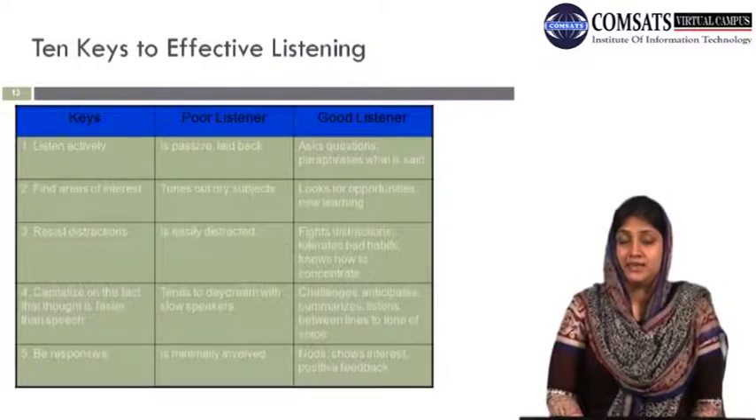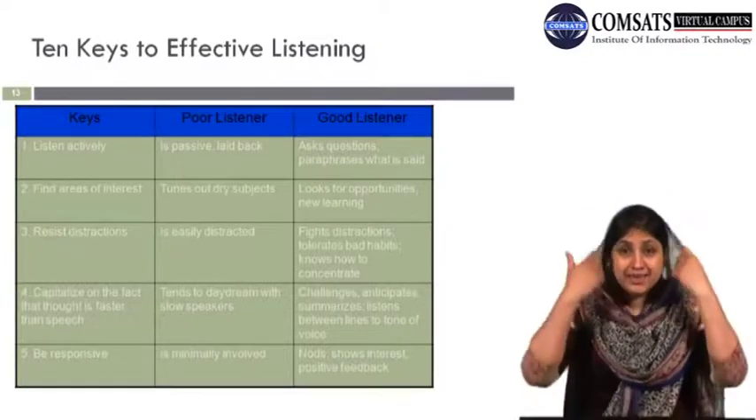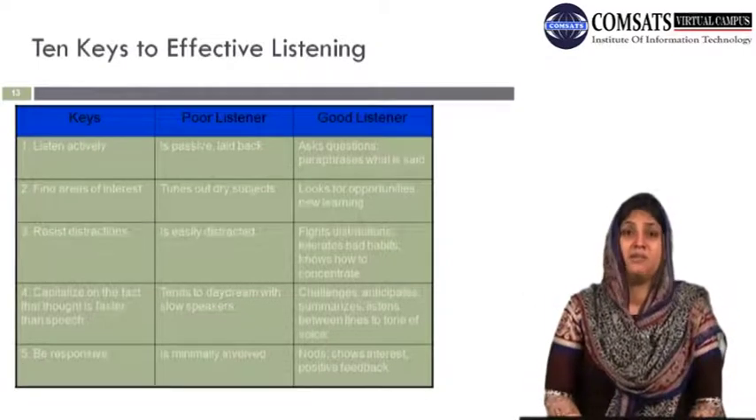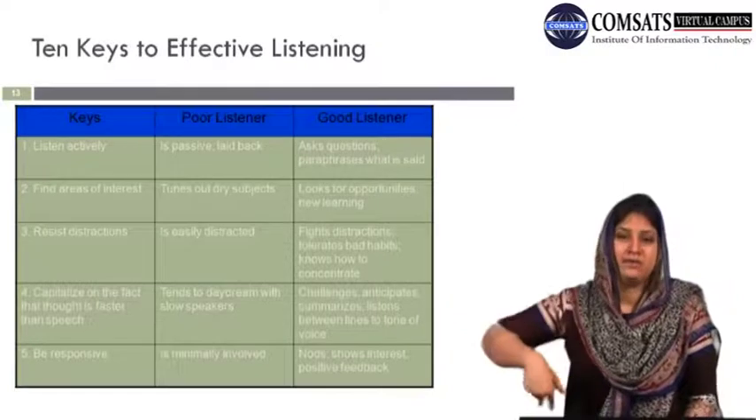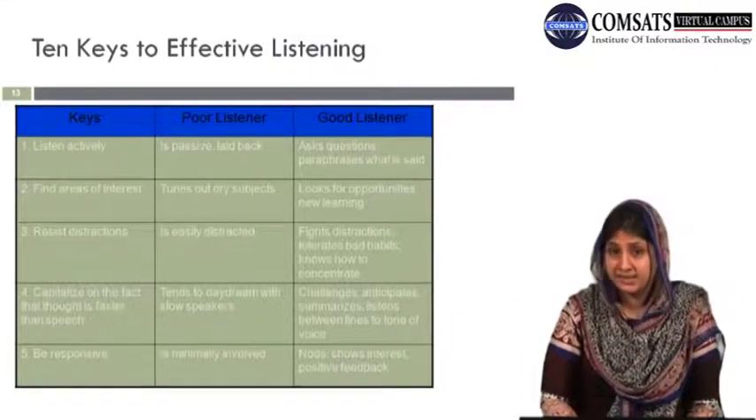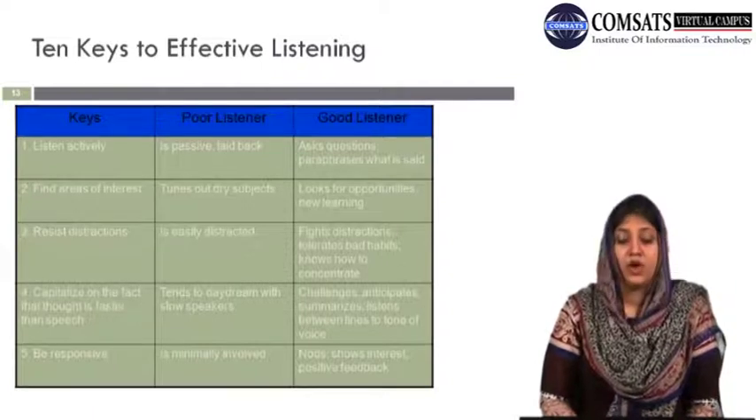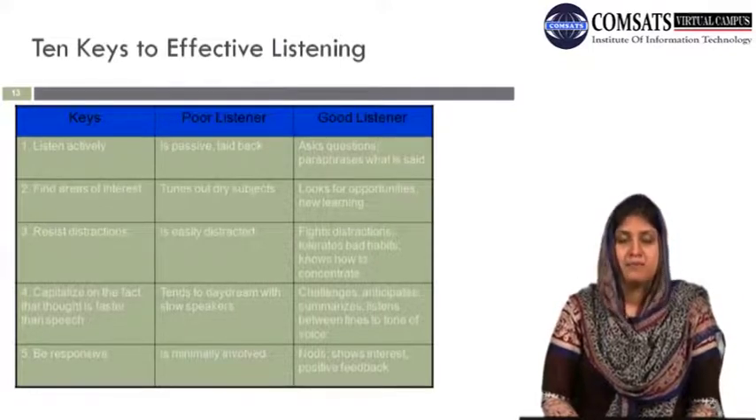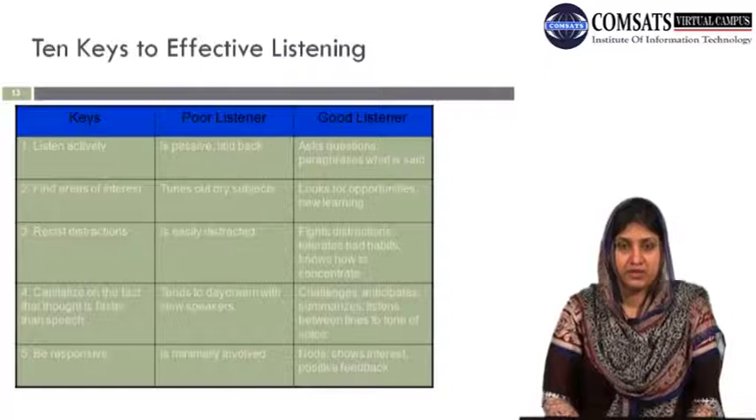However, the active listener, he or she is a human being too, so distraction is a very normal phenomenon, but he or she drives back to the point of discussion, fights distractions, tolerates bad habits, knows how to concentrate. He has built up concentration skills.